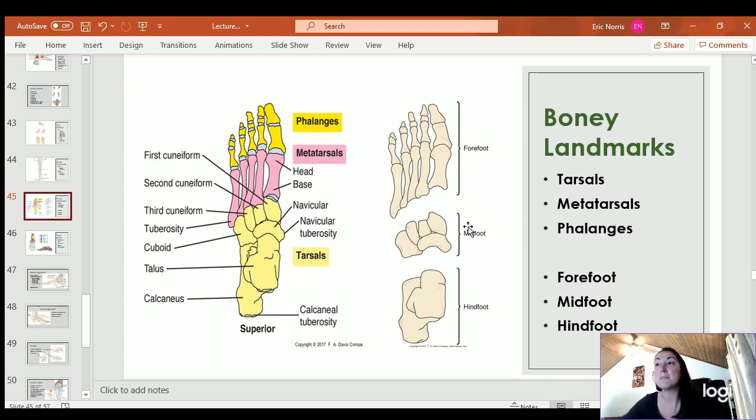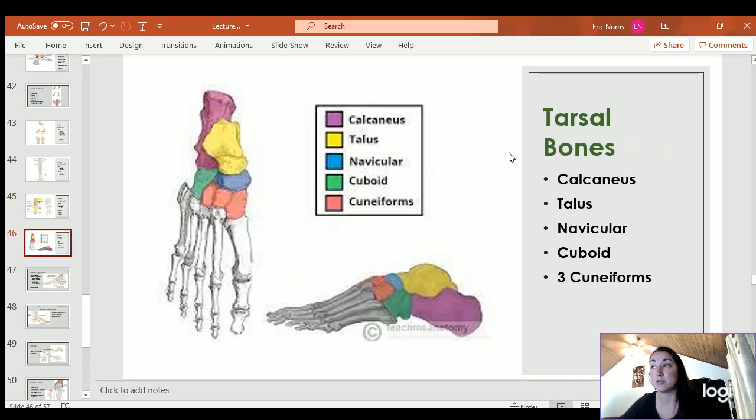And then in the midfoot, we have some of our tarsals: the navicular, the cuneiforms, and the cuboid. And then in our hindfoot is the talus and the calcaneus. And these are the tarsal bones I just mentioned, a little more clear. So you can see the cuneiforms, the cuboid, the navicular, the talus, and the calcaneus.